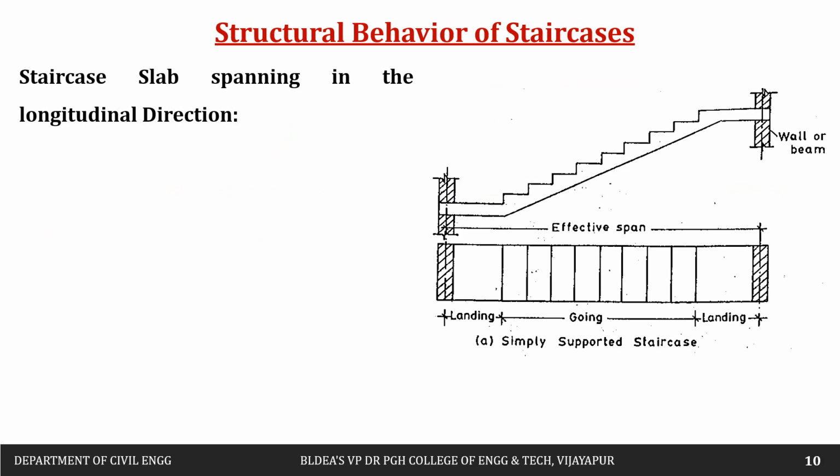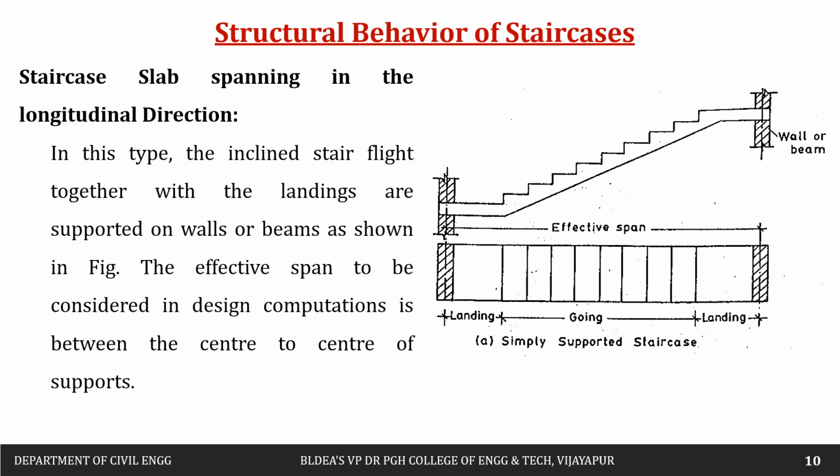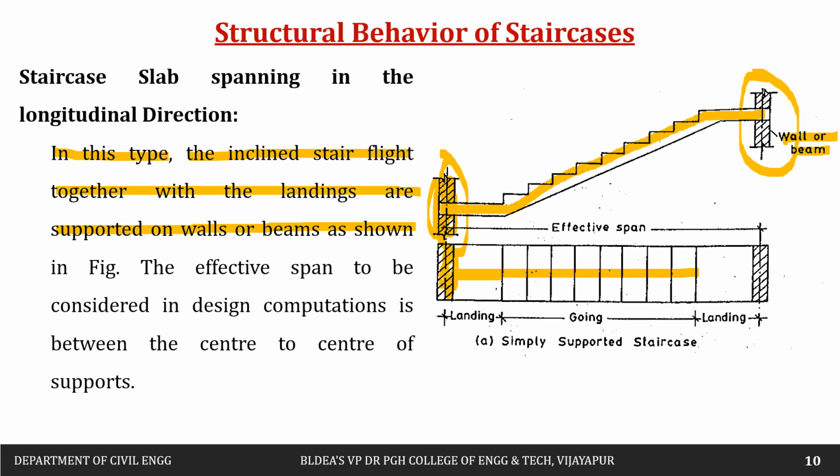First, let us see the staircase slab spanning in the longitudinal direction. In this type, the inclined stair flight together with the landings are supported on walls or beams as shown in the figure. Here if you see, this is the landing we have, riser, tread we have, flight we have, next we have the landing. The support is being provided at the end, either walls or beams. If you see the plan view, we have the wall support, landing, flight or going, landing, and again supports.